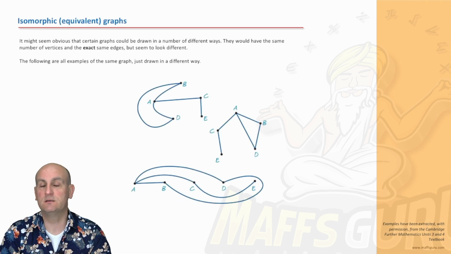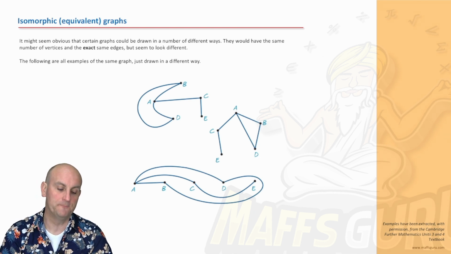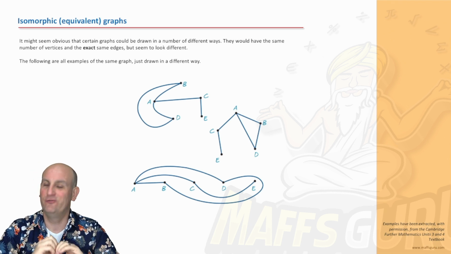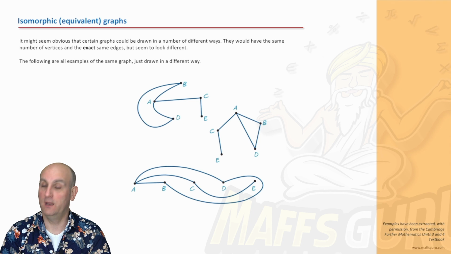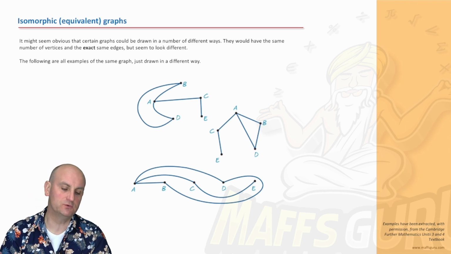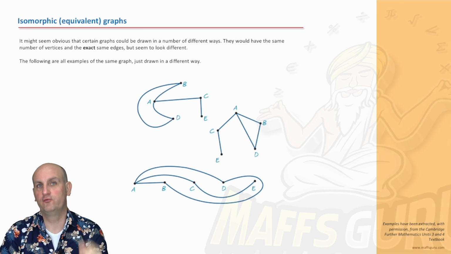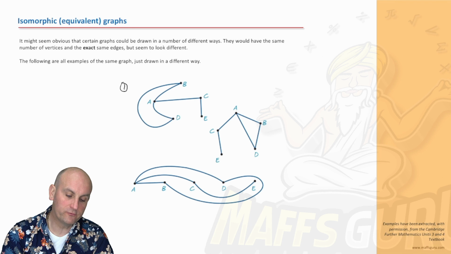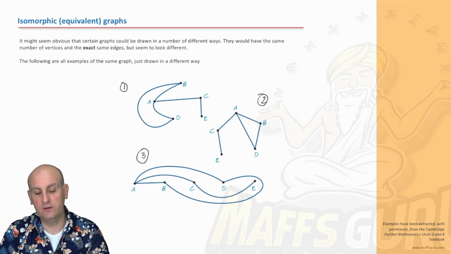Isomorphic. That's a summary book word, isn't it? Or equivalent graphs. Now, long story short, an isomorphic graph is exactly the same diagram drawn in a different way. I know, why would you? Well, we're going to come to that in a moment. So an isomorphic graph is a graph that is drawn in a completely different way. And if we look here, and we'll call those graphs 1, 2, and 3, they are absolutely identical.